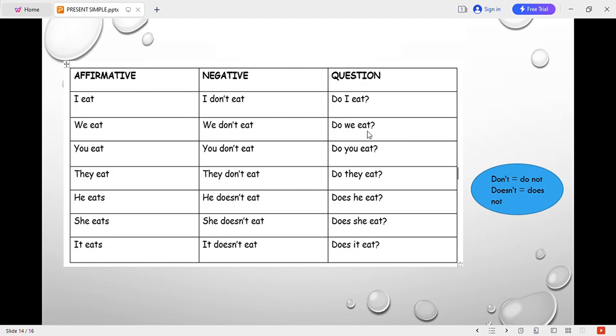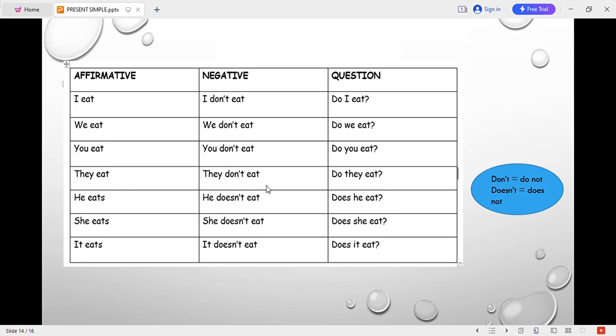If you want to change it into an interrogative sentence or question, we have to put the helping verb at the front. So first is the helping verb do, and then the subject we, the plural subject, and then after that the base form of the verb, the verb one. Sometimes we call it the verb one, and then the question mark. You eat. You don't eat. You do not eat. Do you eat? Okay. They eat. They don't eat.